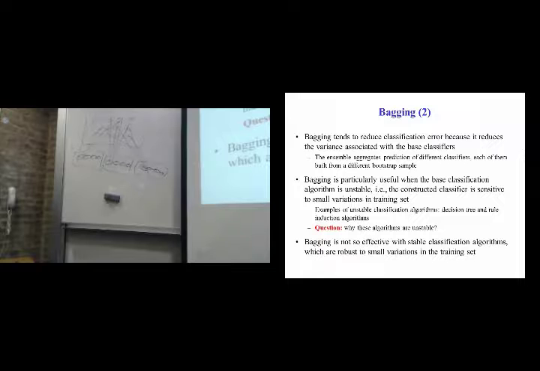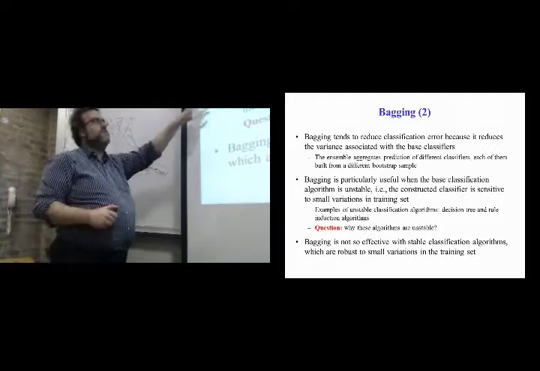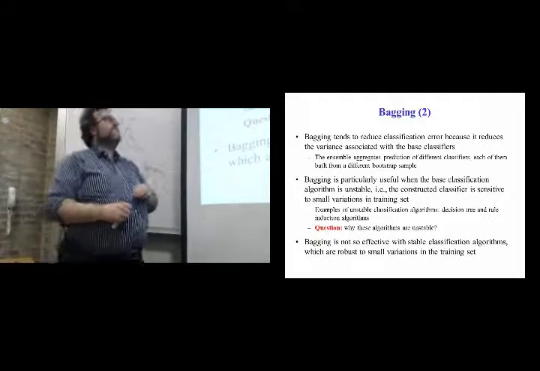So because these are drawn from a smaller set of data, they're going to have less variance. They're not going to be as variable in their prediction. And so when we put them together, that seems to reduce the overall variability. It reduces the overall error. And it's particularly useful when this original classification algorithm's unstable.